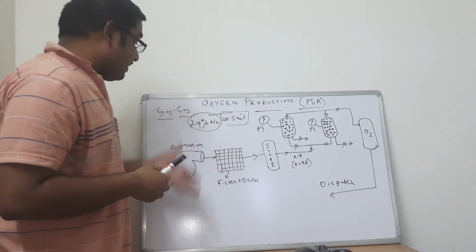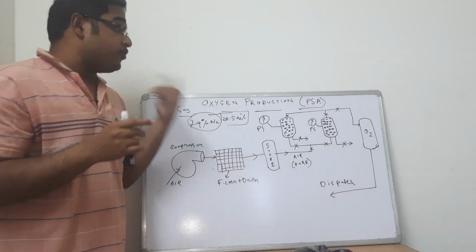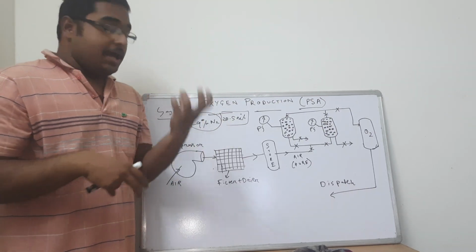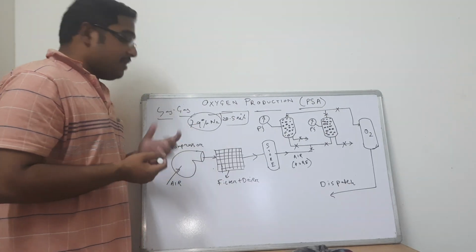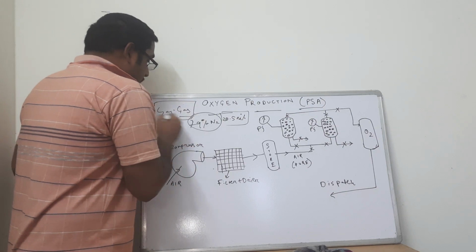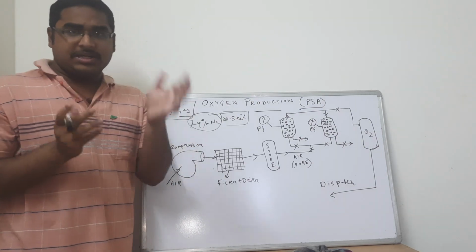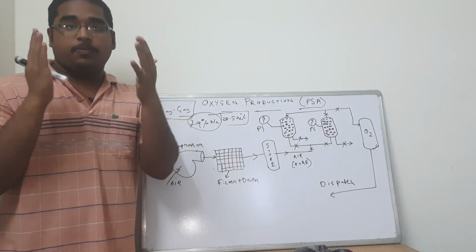And what better than this particular PSA method, the pressure swing adsorption method, to produce oxygen, that is to extract oxygen from the air itself and remove the nitrogen. So this is a gas separation method. When we talk of gas separation, the first thing that comes to our mind is adsorption, and absolutely, so we are following this principle of pressure swing adsorption.